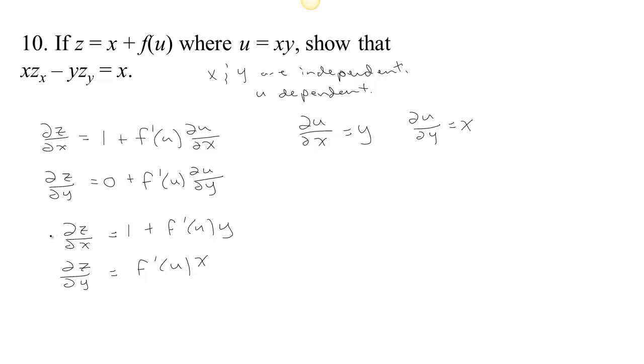So they're asking us to take x times dz dx, that would be x times this, and x times that, and subtract y times this, so minus yx. If we add these up, we get x z sub x minus y z sub y, just converting it to that quicker notation, and then we have x plus xy times f prime of u minus x times y times f prime of u, so all we have is x. So we verified that that is true.